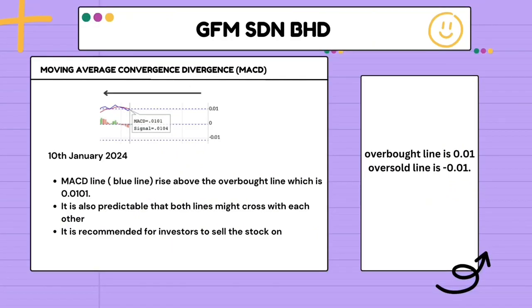MACD. Observing the chart, the MACD indicator on 10 January 2024 shows an uptrend movement, and the MACD line, blue, rises above the overbought line at 0.0101, with the signal line at 0.0104. Both lines surpass the overbought line, predicting a potential crossover in coming days. This signal is a strong indicator for investors to sell their stock. Therefore, it is recommended for investors to sell the stock on 10 January 2024.